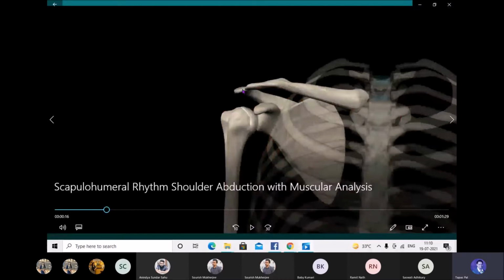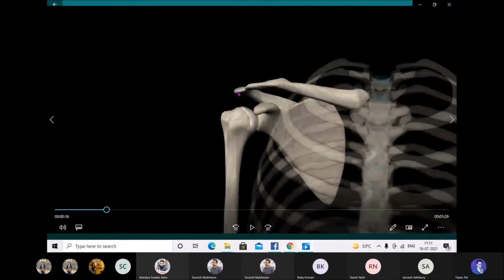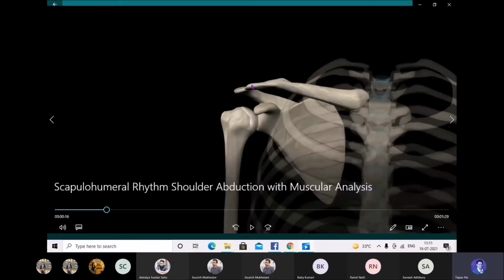See, here is the acromion process where I kept the mouse cursor. See, that is the acromion process, and now I keep the mouse cursor toward the lateral end of the clavicle. This is the lateral end of the clavicle. And this is the space. This is what is called the subacromial space.